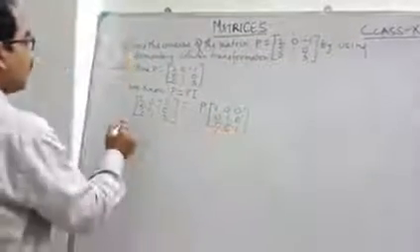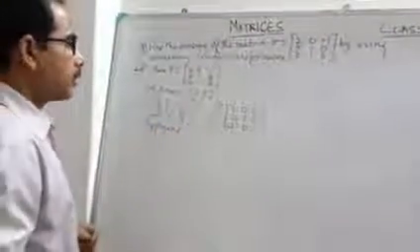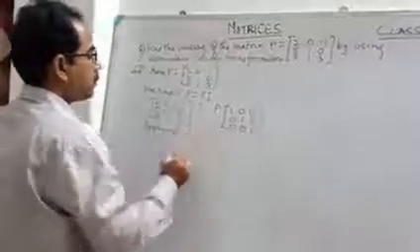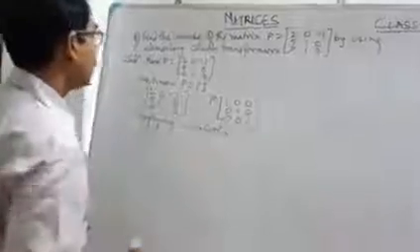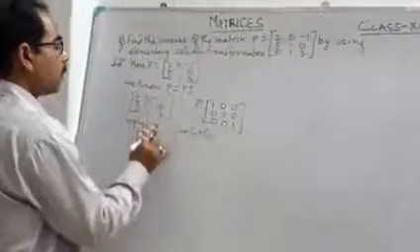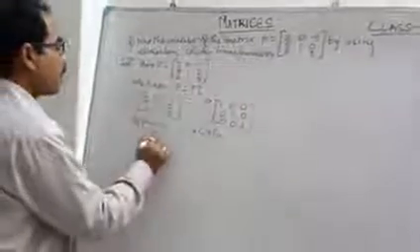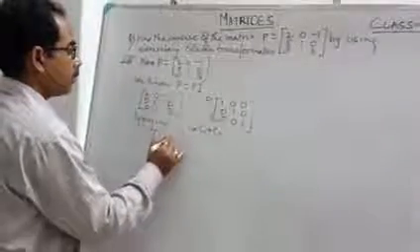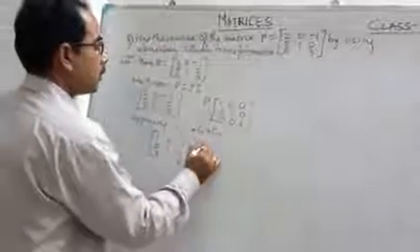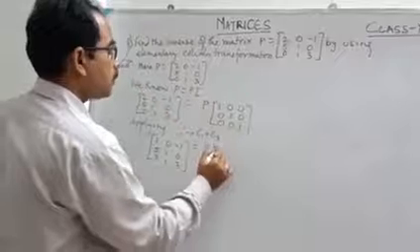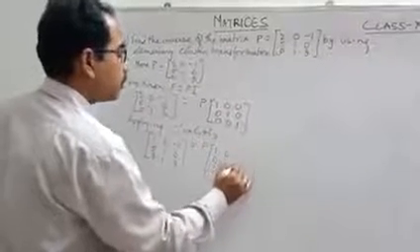Okay. Now applying column transformations, correct? So applying C1 prime tends to C1 plus C3. So that will be 2 plus C3. So 2 minus 1 means 1 here, 5 here, 3 here. 0, 1, 1, minus 1, 0, 3. No change over here. That is equal to P. 1 plus 0 means 1, 0 plus 0, 0, 0 plus 1, 1. 0, 1, 0, 0, 0, 1.